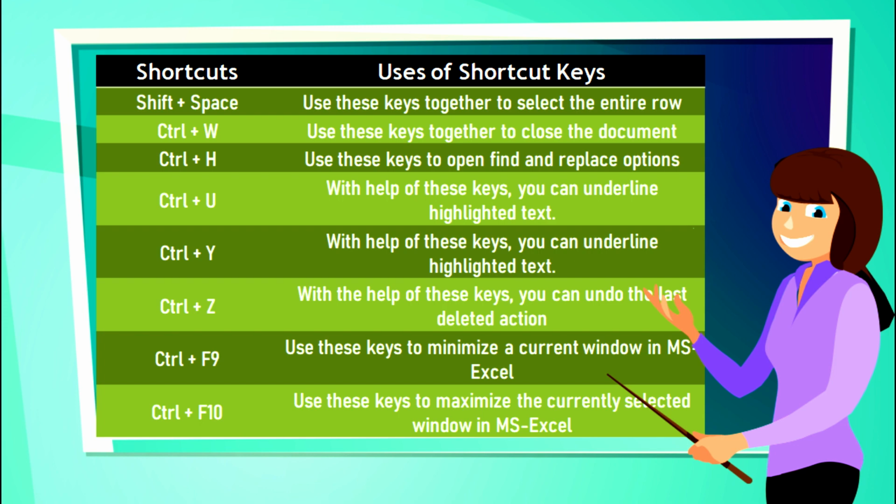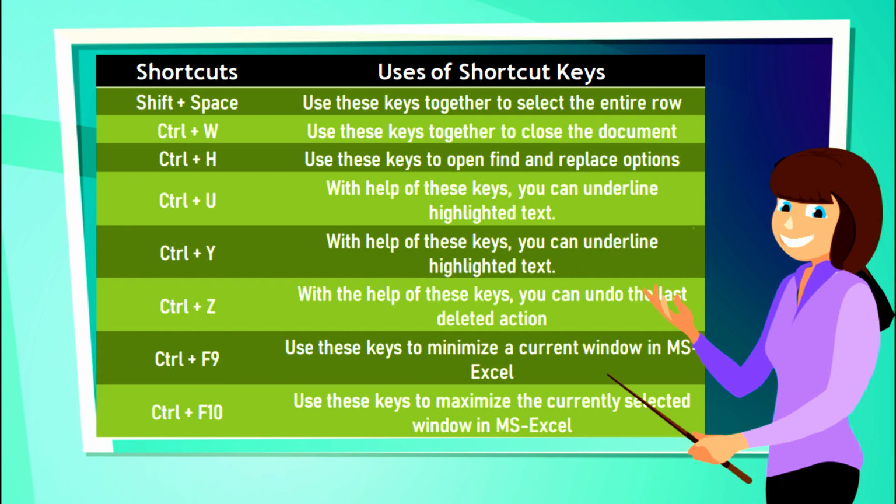Ctrl+W, use these keys together to close the document. Ctrl+H, use these keys to open find and replace options. Ctrl+U, with the help of these keys, you can underline highlighted text.